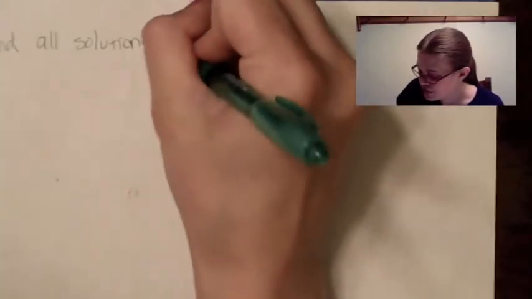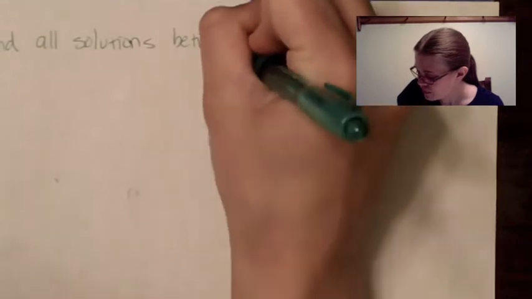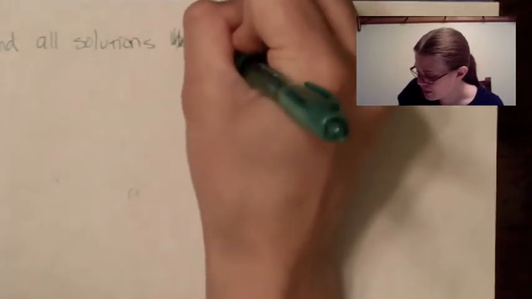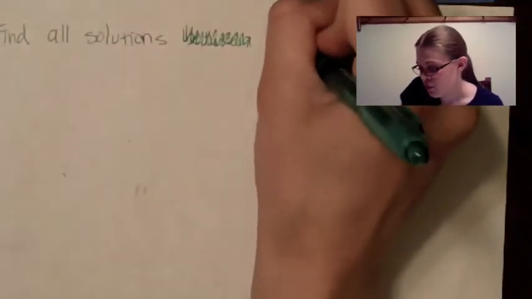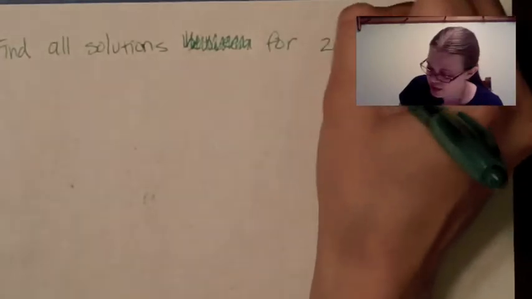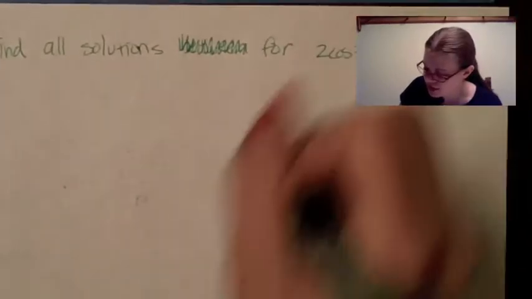Find all solutions between, between. I was combining the two of them. Find all solutions for 2 cosine 3t minus 1 equals 0.